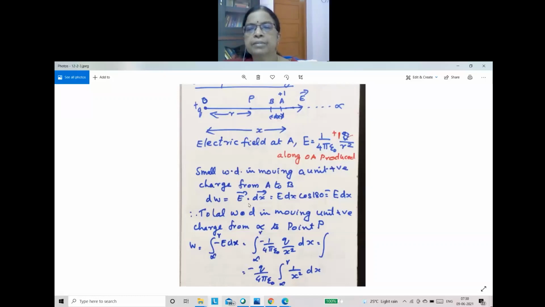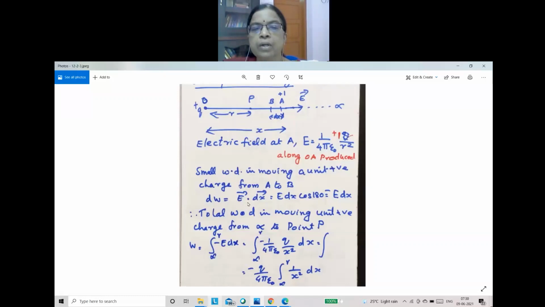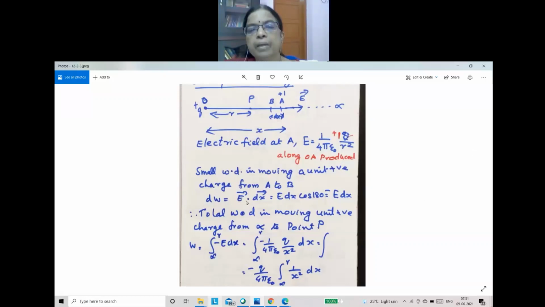Yes, ma'am. Can you explain? Actually, work done is F dot dr or F dot dx. Here dx is the distance. Then how does this become like this? Ma'am, the electric field. F dot dx is the formula. Then how did it change to E dot dx? That is the question. Do you know? Lakshmi Priya, can you tell? Don't know, ma'am. Krishna Sri, can you tell?